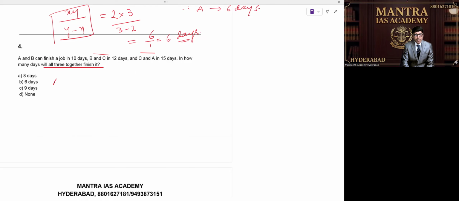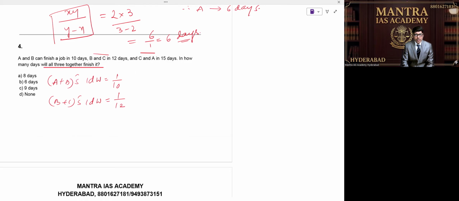A plus B's 1 day's work is equal to 1 by 10, beta. In the same fashion, B plus C's 1 day's work is equal to 1 by 12. But while writing the values, please be cautious to take the exact values that were mentioned there. Otherwise, it becomes a problem.